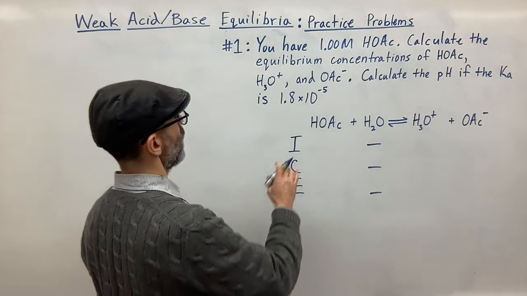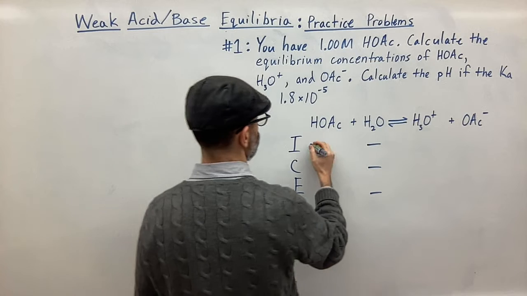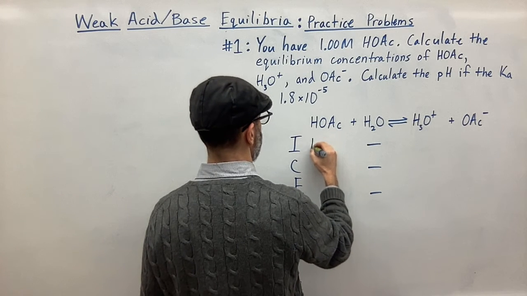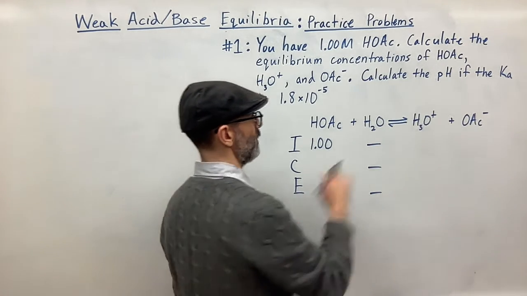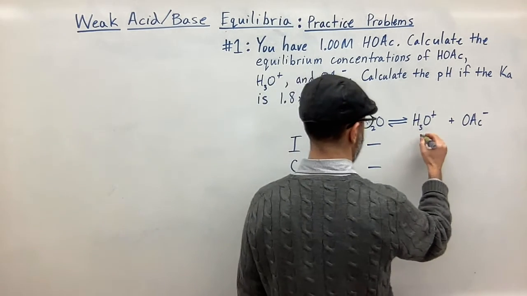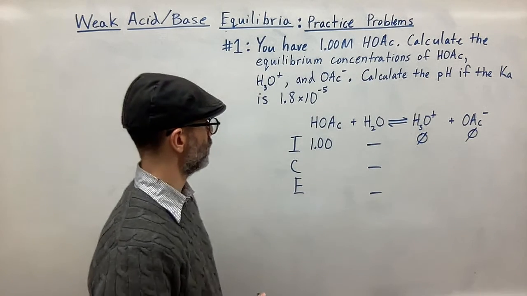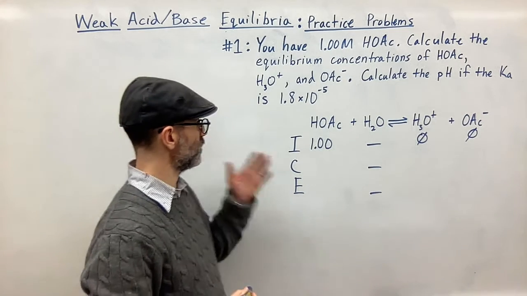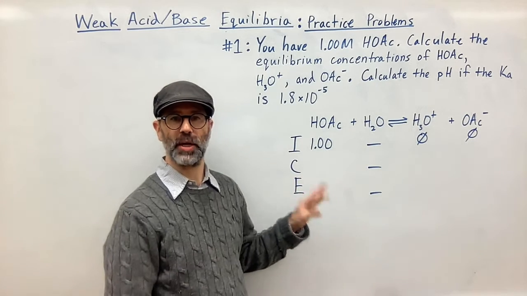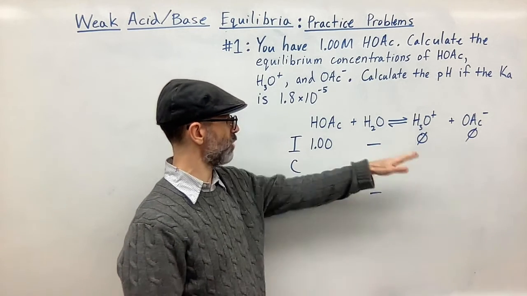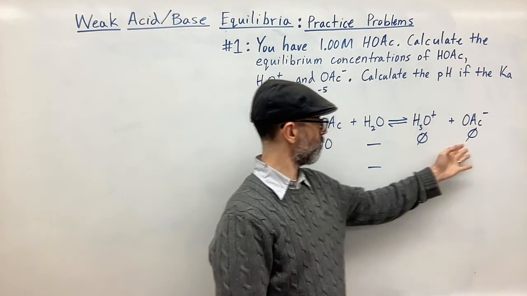And so we're told we're starting off with a 1.00 molar solution of the acetic acid. So initial here is going to be 1.00. And we're not given any information here, so we're assuming that we have zero product initially for this problem. Since we have zero product, the change is going to be in this direction. So we're going to lose some of our reactant and we're going to form some of our product.